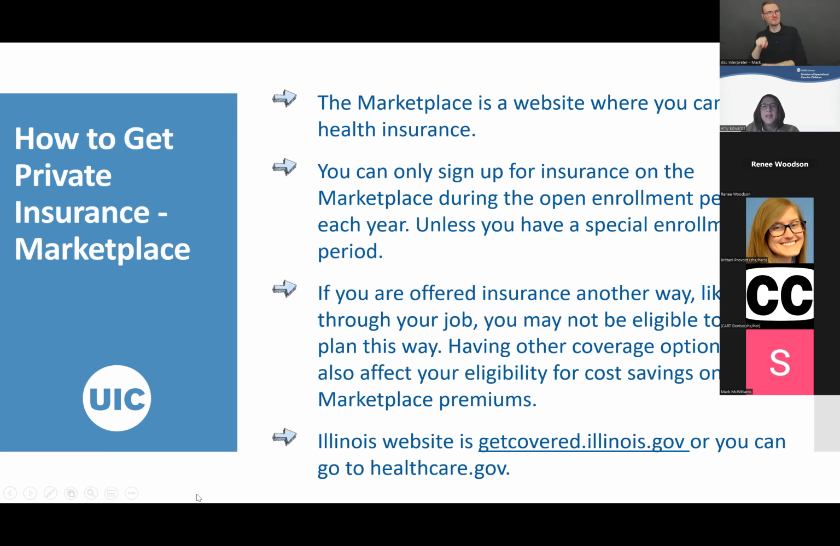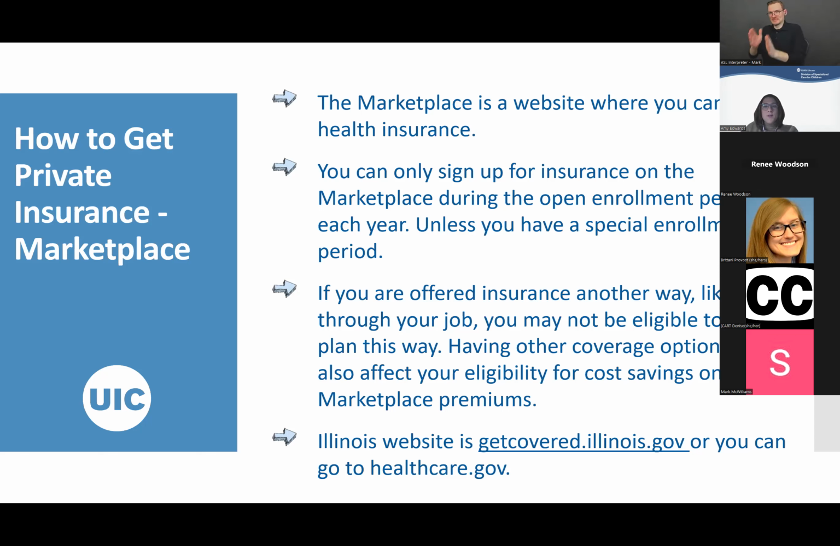All right, so we're going to talk about another way that you can get private insurance, and that's through the federal marketplace. This is a website where you can buy health insurance. It's like private insurance through a job, but you can only sign up for insurance during a set open enrollment period. It usually happens at the same time each year around November and December. Otherwise, the only other time you can enroll is if you have a special enrollment period assigned to you. And that's not something easy to come by. So it's really important to keep in mind that most likely this is something you would have to sign up for during that designated open enrollment time.